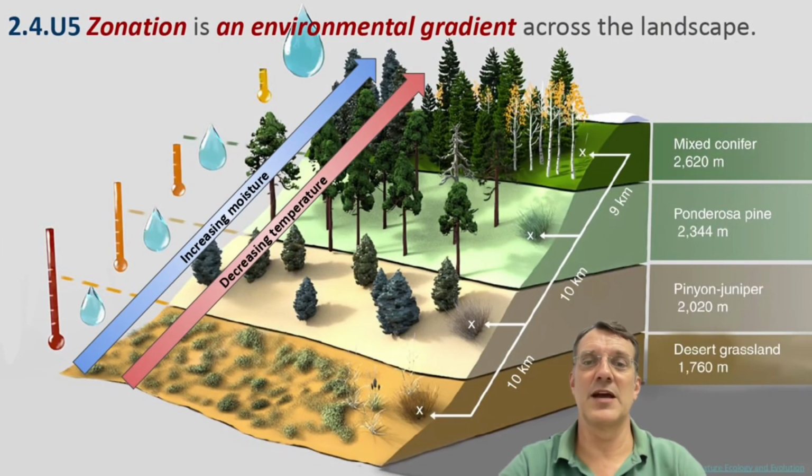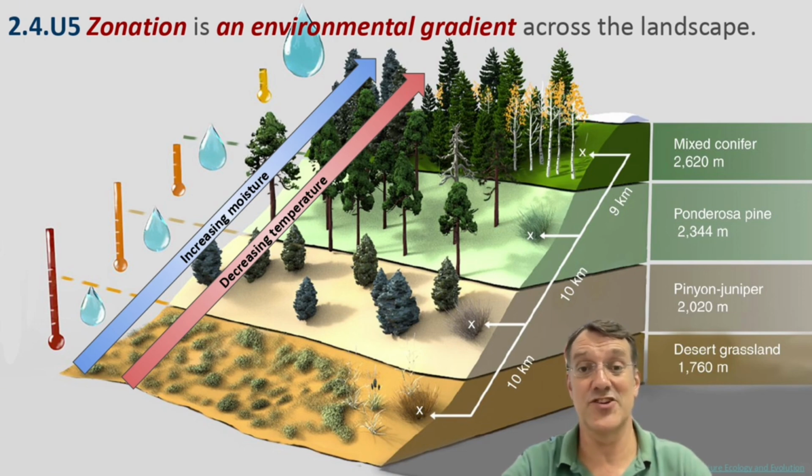Here's an excellent example of altitudinal zonation. As we move up a mountain, both moisture and temperature change, and that creates distinct vegetation zones along the mountain. Notice how ecosystems at higher elevations resemble those found at higher latitudes. Moving up a mountain is climatically similar to moving towards the North or South Pole.